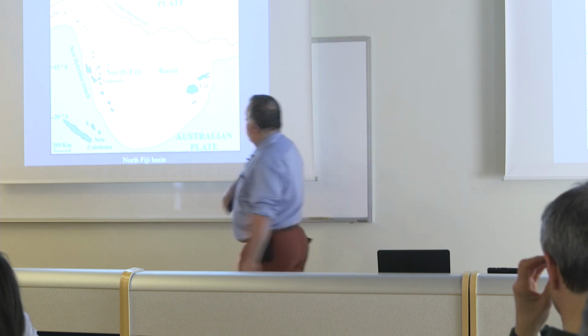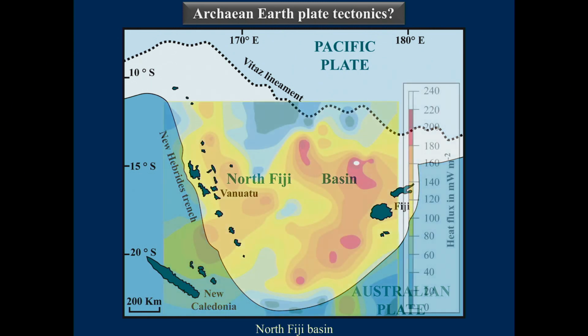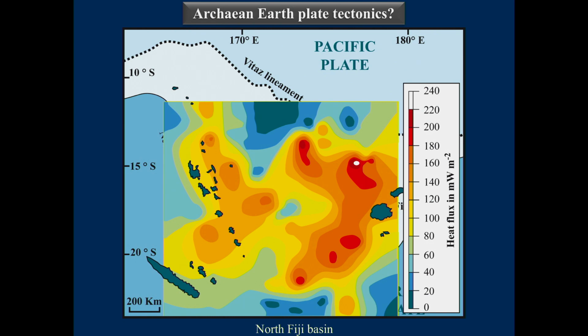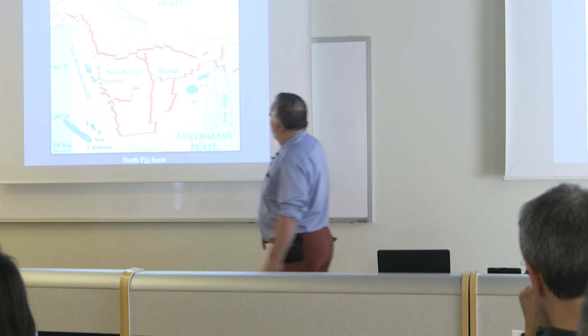Okay, here is the North Fiji basin with the Australian plate, Pacific plate, Fiji, Vanuatu, New Caledonia here. And here is the thermal flux in the North Fiji basin. So this is the anomaly. The thermal anomaly is located here. And so it is interesting to think how this energy is released.